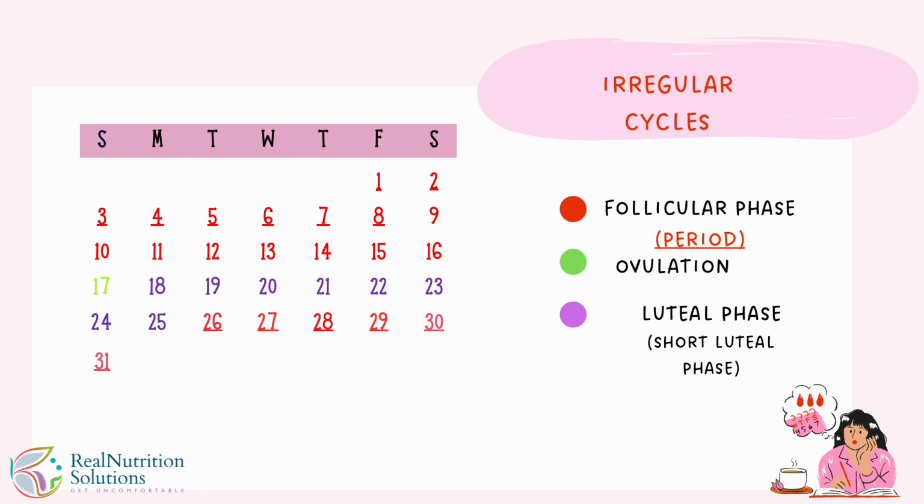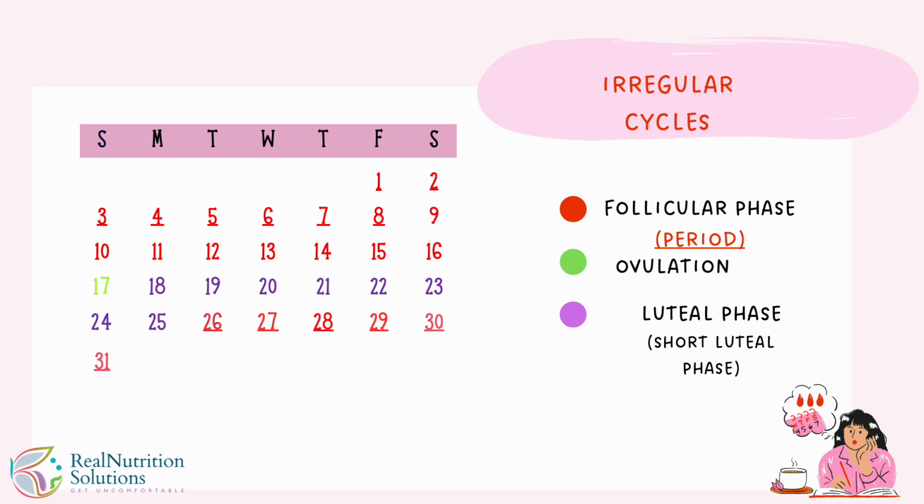So before we move on, let's briefly talk about what is considered an abnormal cycle. If your cycle is shorter than 21 days, that's considered to be abnormal. If your luteal phase is less than 10 days, that's also considered to be abnormal. As we see here, this is an 8-day luteal phase.